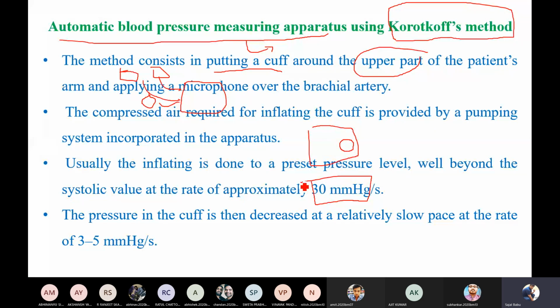I think it will take approximately 6 seconds. Till 6 seconds, it is going to inflate a pressure of 180 mm of Hg, because it inflates 30 mm of Hg per second. So till 6 seconds, it is going to inflate 180 mm of Hg pressure on the cuff. Okay, so 180 is greater than systole or not? It is going to be greater than systole. So it stops the pump.